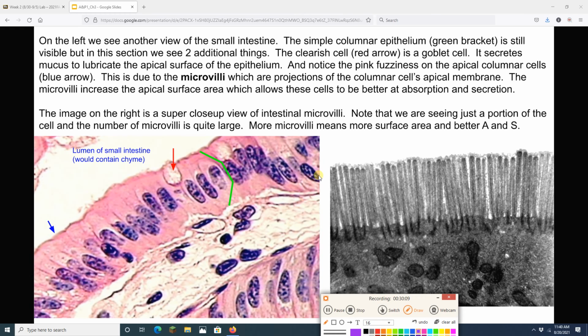By the way, these little extensions here are known as microvilli. One of them, just one, would be a microvillus. Many of them are microvilli. More microvilli, more surface area, better absorption, better secretion. We're actually going to see microvilli in lots of other cells in AMP1 and AMP2. If we want to increase surface area, it is a good bet we're going to have microvilli.